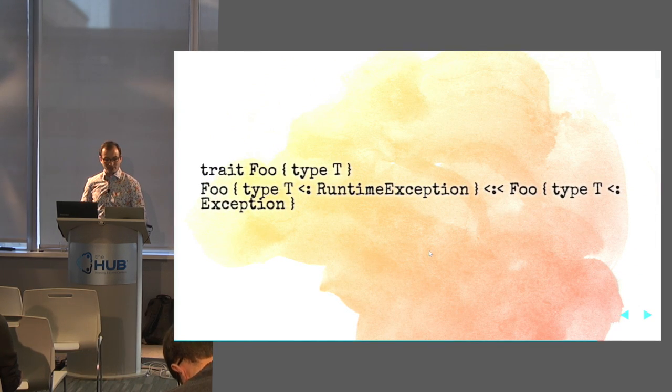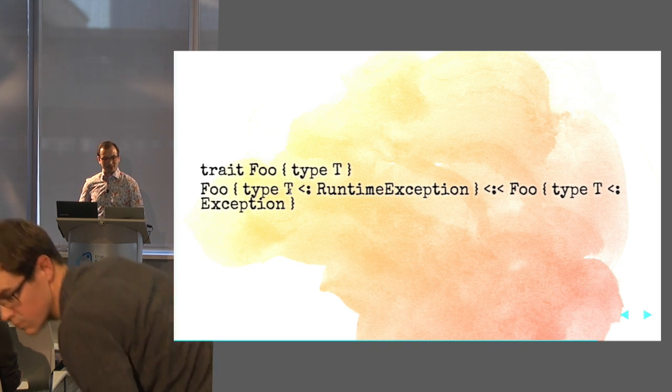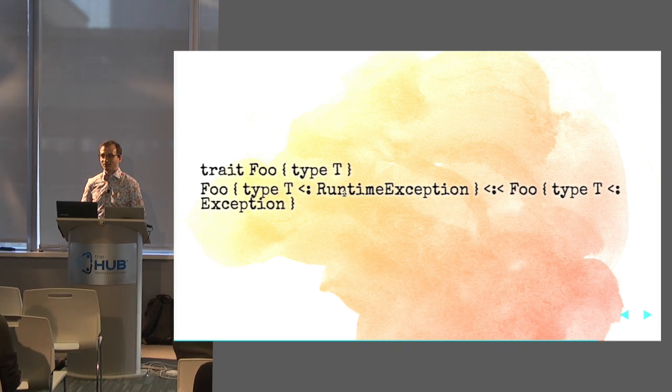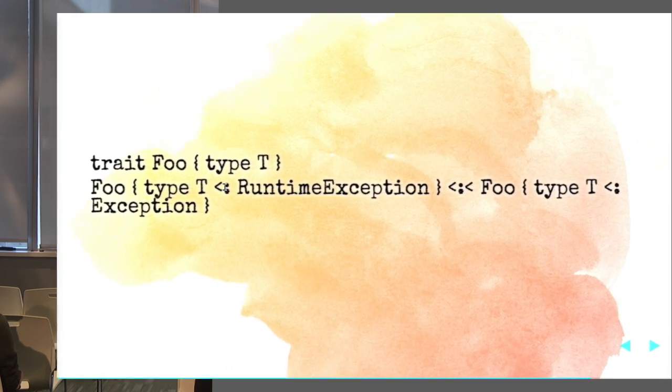What we can do is define a subtyping relationship. So we can say T is a subtype of RuntimeException, and T is a subtype of Exception, and then the type inequality holds. So this is equivalent to covariance, but this is use site covariance. When I say use site, I mean the site at which you write the type down.